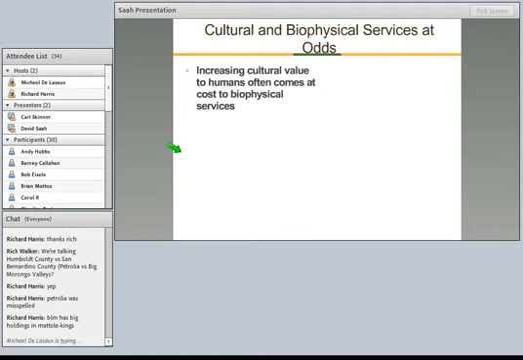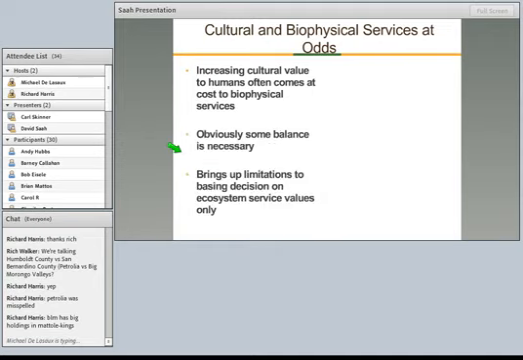And so what's the take-home? The cultural and biophysical services are often at odds. You have these things called island effects, and typically, if you think of a huge forested area, it has certain values associated with it. If you take a city and put it right in the middle of it, the values actually go up. As that city gets larger, the values go down. And so typically you need to have some balance with that, and understanding what that balance is is critical and important.